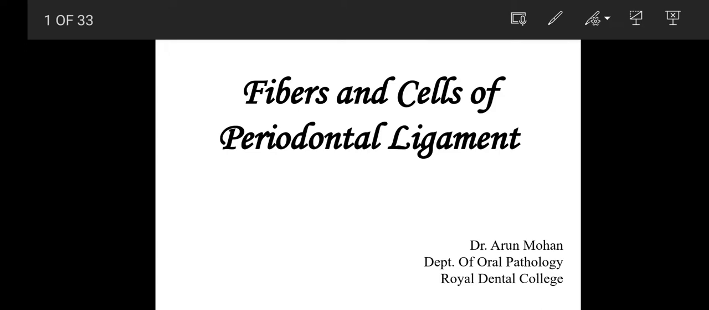Hello everyone, today we will be talking about the periodontal ligament, the various fiber structures and cells that are present within the periodontal ligament. The periodontal ligament, as we know, is an important part of the periodontium which helps in supporting and investing the teeth within a bony socket.